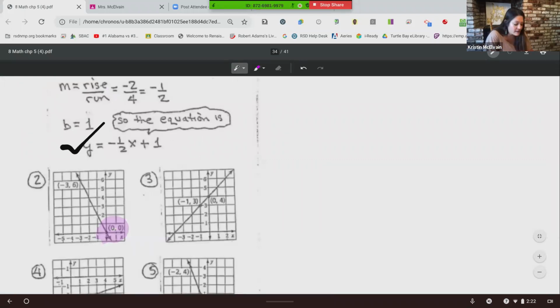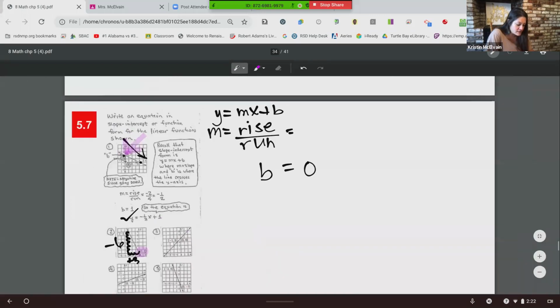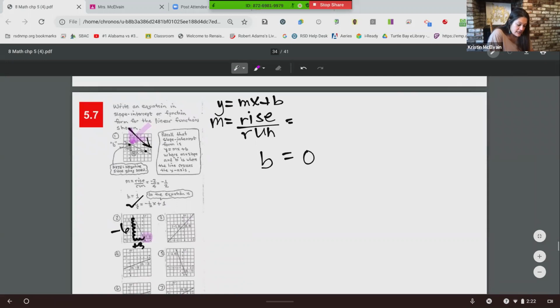I have to make it bigger. All right, so I'm going to go from -3, 6. Oops. All right, let's count down. 1, 2, 3, 4, 5, 6. It is a negative. And then over 2, 3, plus 3. Okay, so our slope goes -6 over 3. Simplify that to -2.